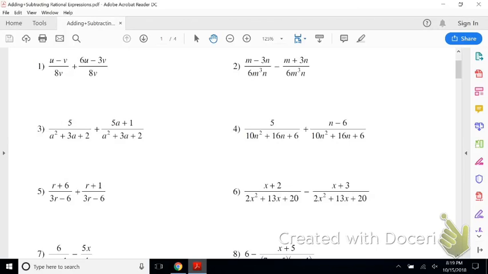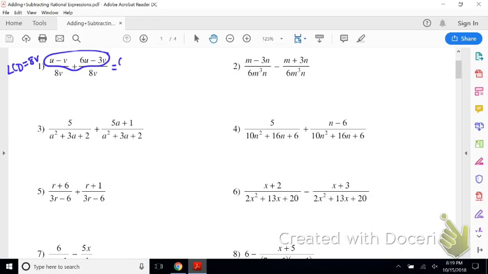Now, at least what I can see on the screen here, the first 6 problems on your worksheet all have the same denominator. I don't think we really had any like this in class, so they're going to start us out easy. We already have a common denominator. So my least common denominator for number 1 is going to be that 8v. And remember, since they both have the least common denominator, we're going to either add or subtract our numerators and put it over that common denominator.